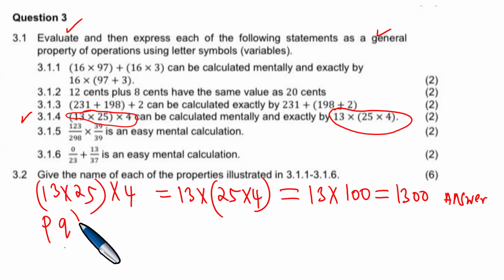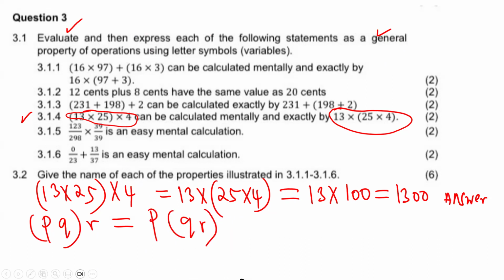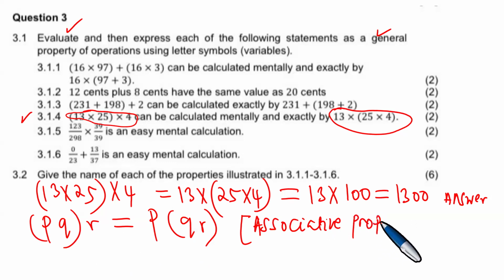So you have (PQ) times R must be equal to P times (QR). If you have PQ in parentheses, then you can shift the brackets, which were around P and Q. Now the brackets are around Q and R. And what law is this? That is the question. This is called the associative law, because of the grouping.